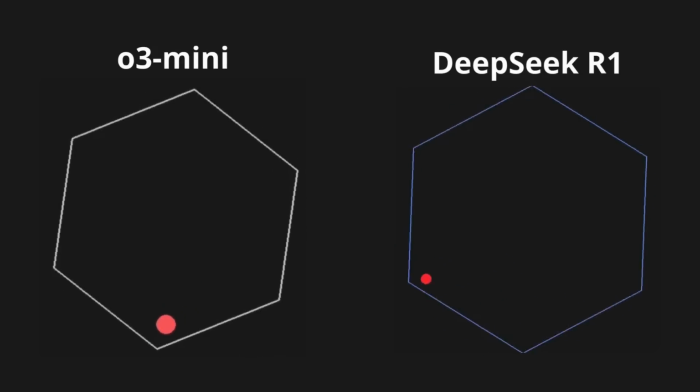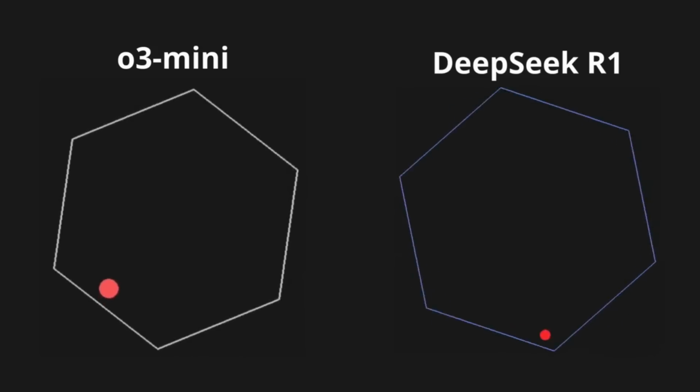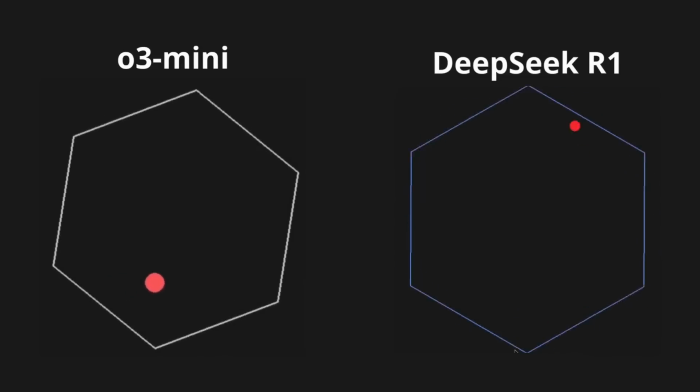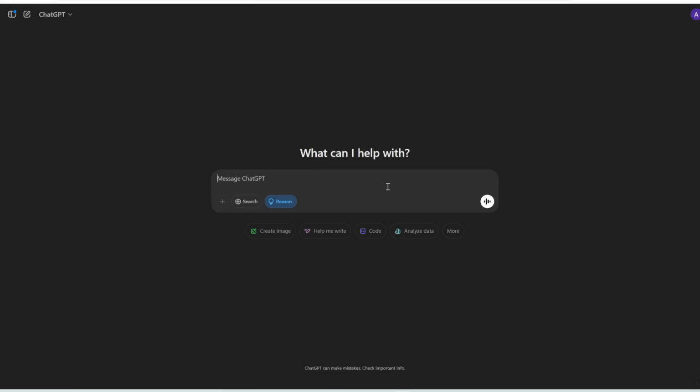So that shows you the power of o3-mini. It's really good at these coding tasks. All right, let's move on to the next example. Now, instead of ChatGPT, here's another free place you can use o3-mini.